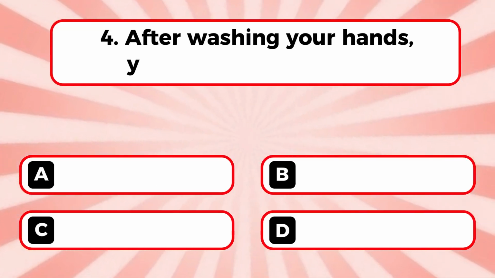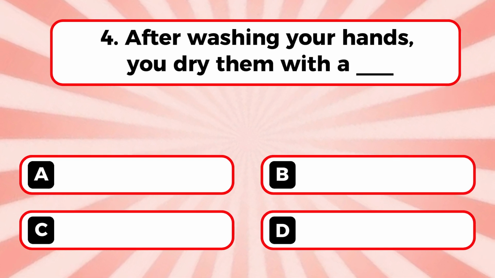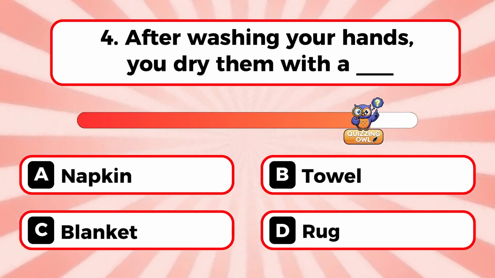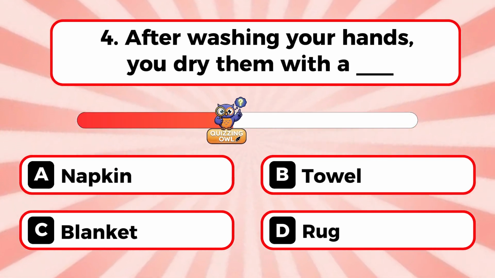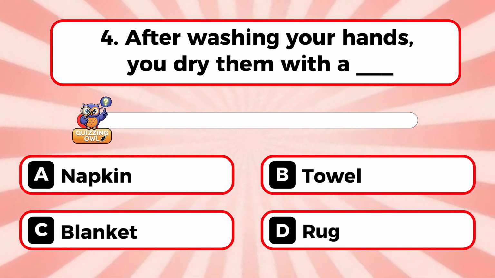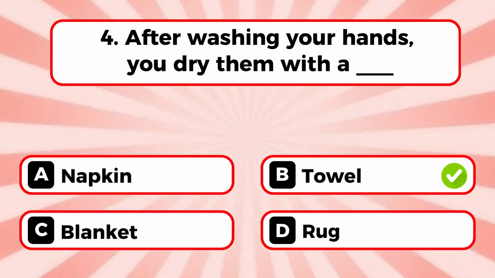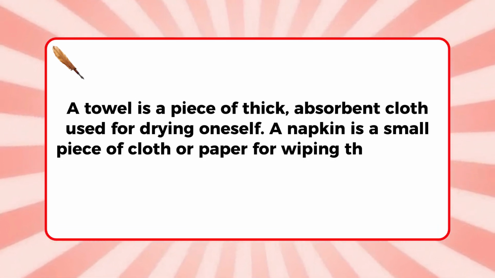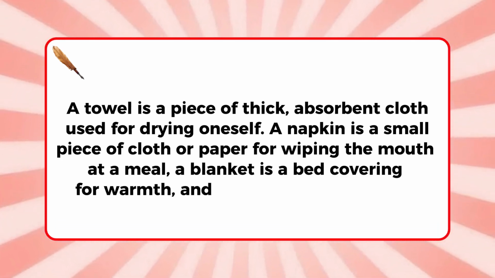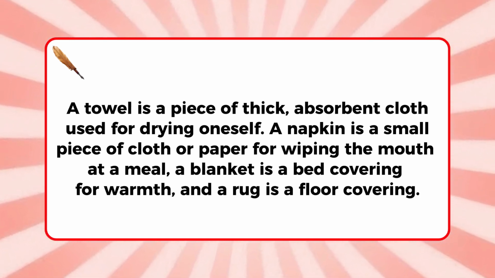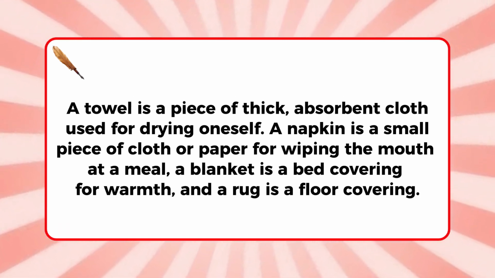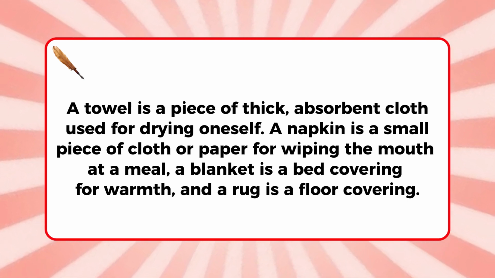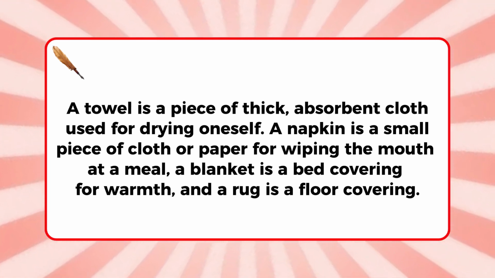4. After washing your hands, you dry them with a towel. A towel is a piece of thick, absorbent cloth used for drying oneself. A napkin is a small piece of cloth or paper for wiping the mouth at a meal. A blanket is a bed covering for warmth. And a rug is a floor covering.